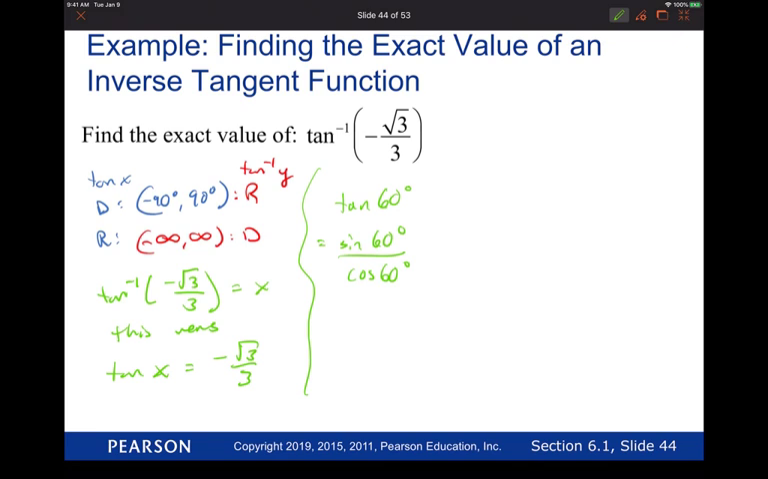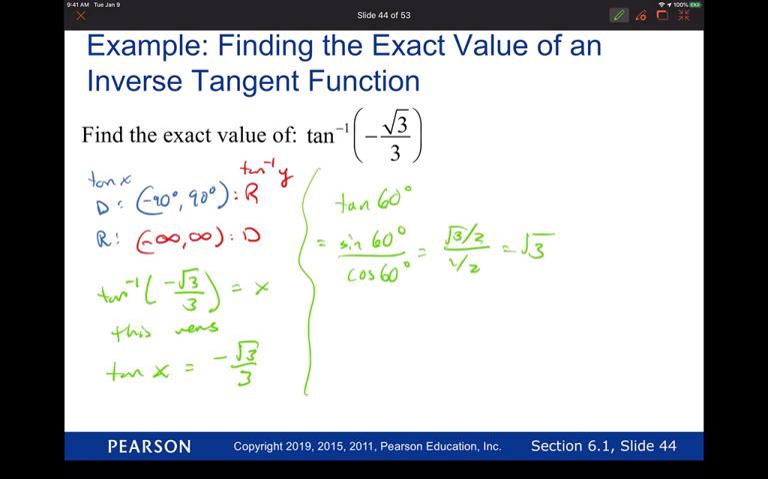Okay, so sine of 60 is square root of 3 over 2. Cosine of 60 is what, a half? So this result is just a square root of 3, but we wanted the reciprocal. So if it's not 60, what do you think it might be? Instead of 60, let's do 30, right? So this one didn't work.